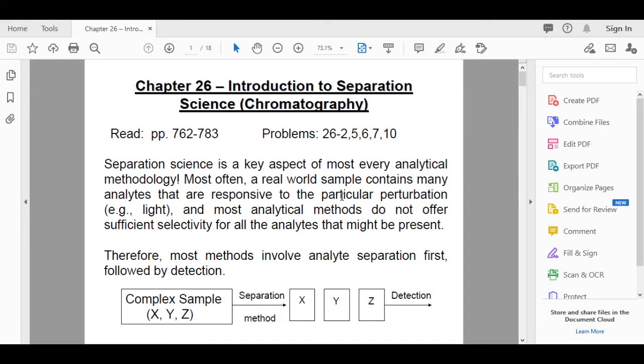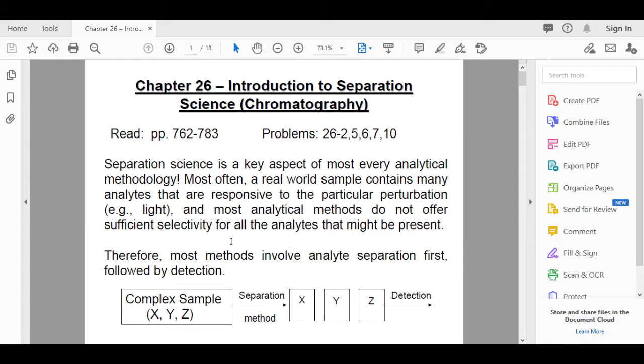Separation science is a key aspect of almost every analytical methodology. Most often a real world sample contains many analytes that are responsive to the particular perturbation, that is light, and most analytical methods do not offer sufficient selectivity for all the analytes that might be present. Therefore, most methods involve analyte separation first, followed by detection.